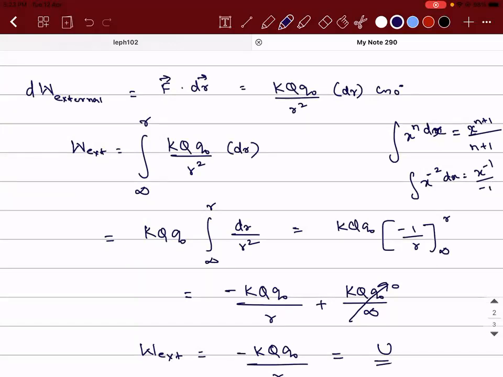Sir, could you explain why you are integrating the work done? Because you calculated a small amount of work done. When the displacement dr is very small, the work done is also small. So if you want to calculate the total work done, then you always need to go with integration. Okay, sir. Got it?